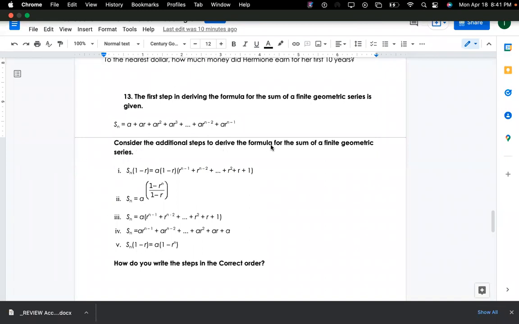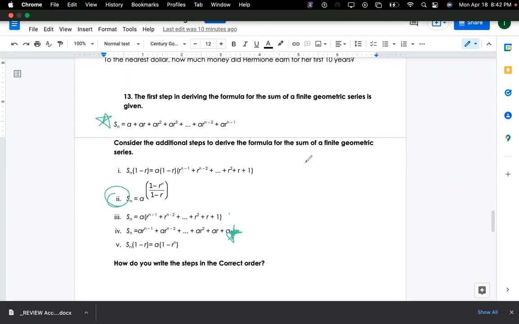Okay, so consider additional steps to derive the formula of the sum of the finite geometric series. Basically what we're trying to do here is go from this to our final answer being this. So this is going to be the last step in our process. First we've got all of these things written out. We're going to take these and flip it. The next step would be this one right here, this 4. We're going to rewrite this out backwards. So we would go to this step right here, and then we could pull out an A from every single one of these R's. So this would be our next step.